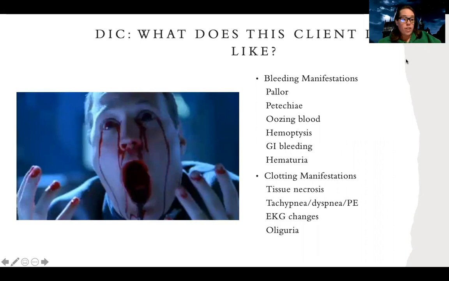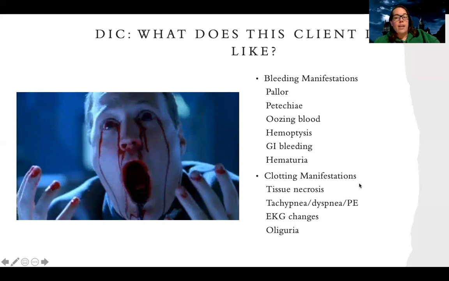So what does this client look like? They have two manifestations: bleeding manifestations and clotting manifestations. Usually your patient in DIC is bleeding from every orifice: their nose, their mouth, their IV site, any open area on their body. It's not an arterial, power bleed, but they're oozing blood from every area they can. They may have hemoptysis, vomit blood, or have blood in their urine.